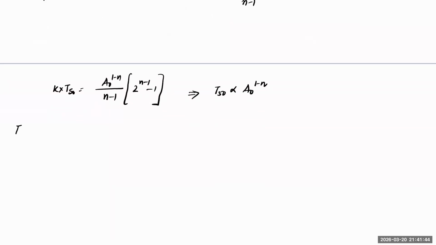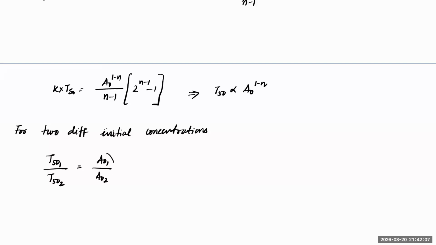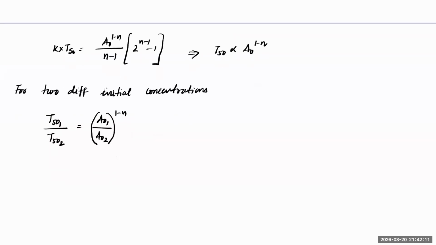So for two different initial concentrations, we can have T50 1 by T50 2 is equal to A naught 1 by A naught 2 raised to power of 1 minus n. The rest of the things will anyway get cancelled.